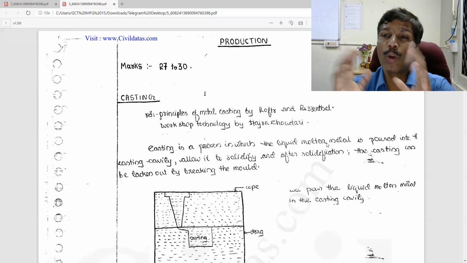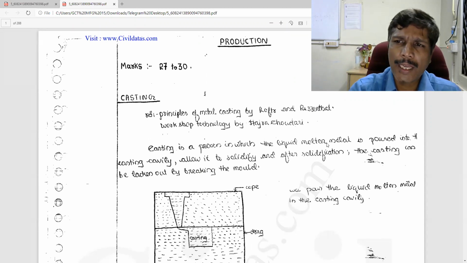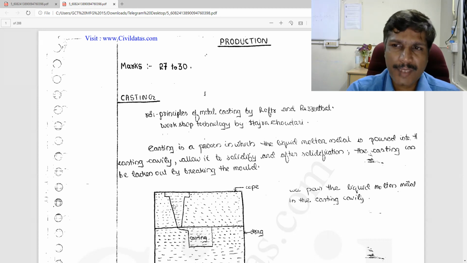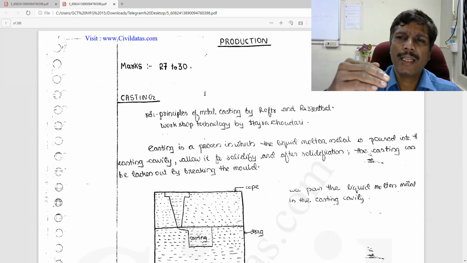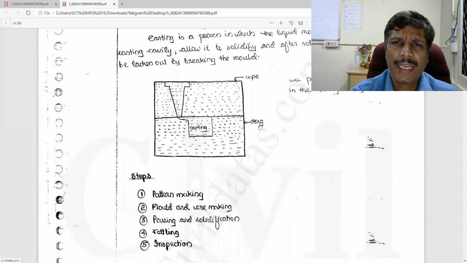Casting is a process in which liquid molten metal is poured into the mold cavity and allowed to solidify. After solidification, the casting is taken out by breaking the mold. So this is the process in which we pour the molten metal into the mold cavity to take the required shape. You can observe the diagram here. The topmost flask of the molding flask is called the cope, and the bottommost flask is called the drag.